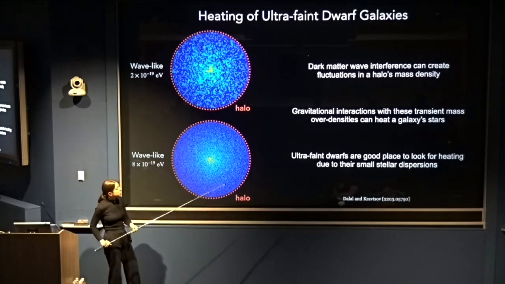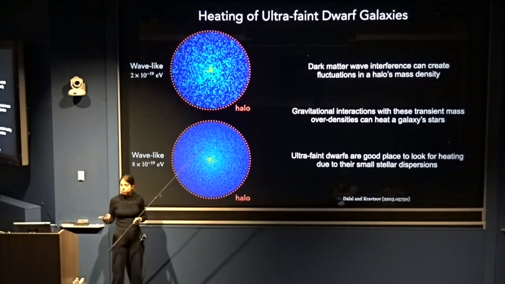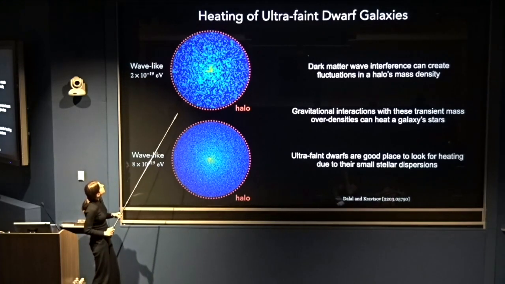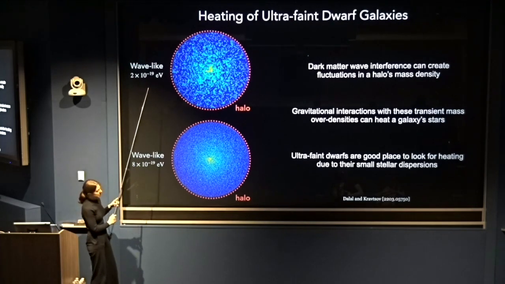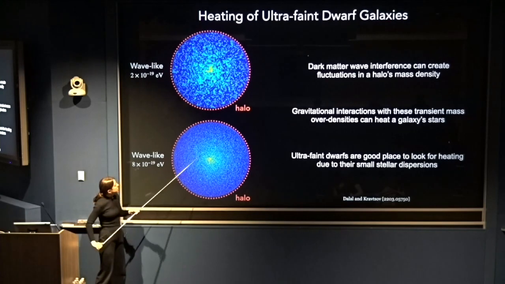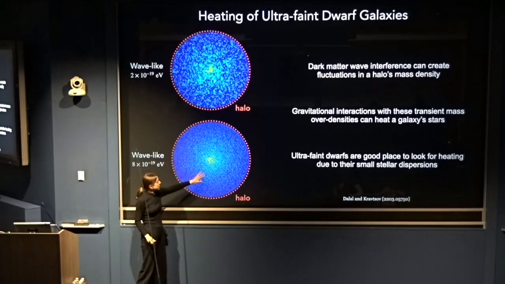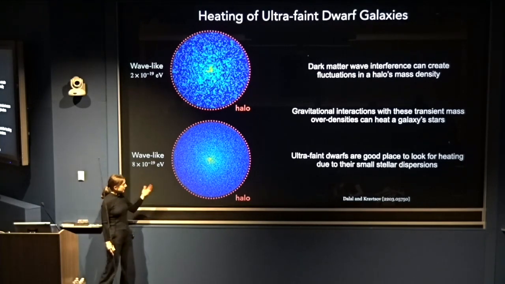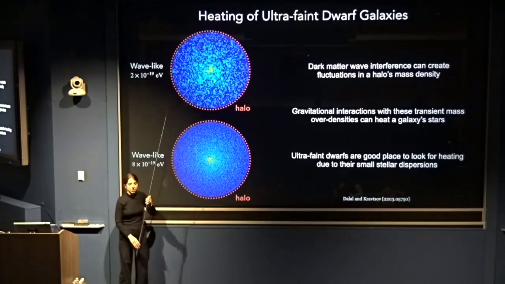And even with just current data right now, these systems have been really powerful in testing these ideas. With the current set of data, this particular scenario up here, with masses in the 2 × 10⁻⁹ eV range, is actually borderline excluded. This one here would be allowed. In this case, the mass overdensities are going to be a lot smaller, so you're not going to be heating up the stars to the same degree as you would for the case up there.